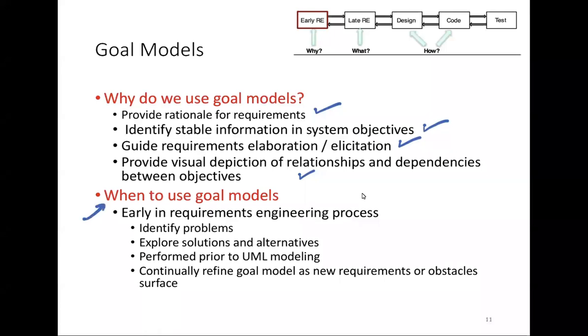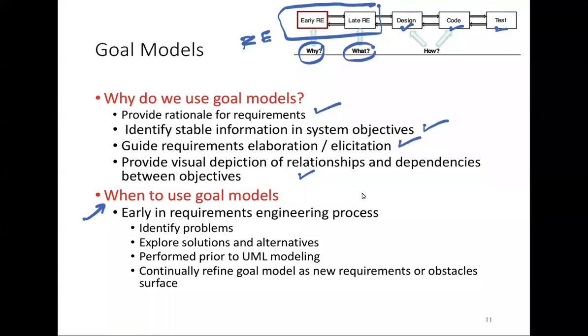Exactly where would we like to use goal models? Early in the requirement engineering process. As you can see in this graph, this is the requirement engineering stage in the entire software engineering process, after which we will proceed with design, then code, and then test. In the first phases of requirement engineering, we are interested in answering the question of why the system is built. Then in the late requirement engineering phase, we will answer questions related to what the system will do.